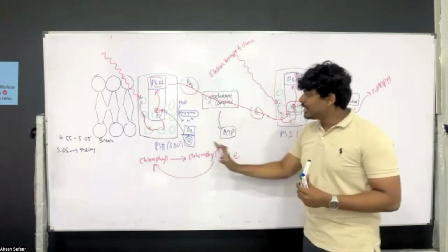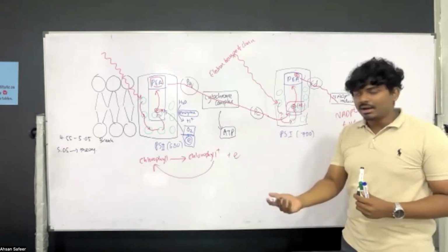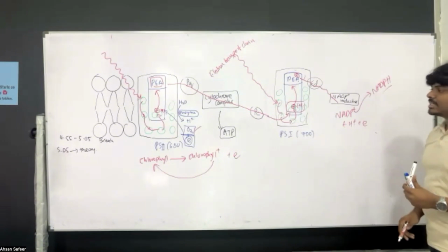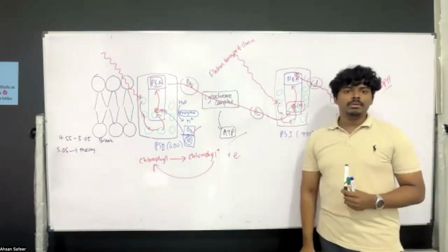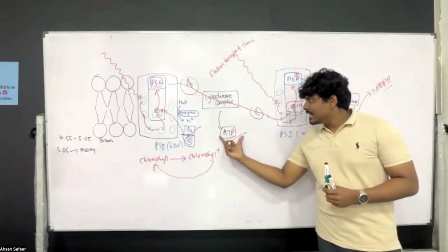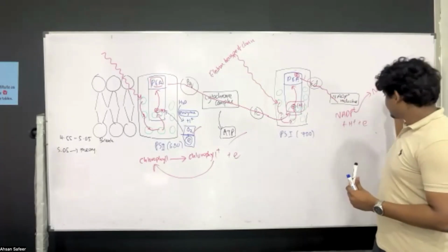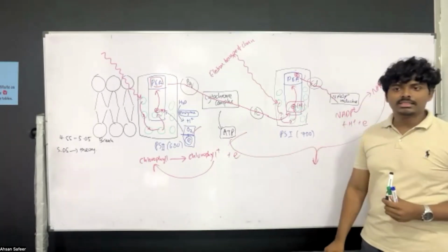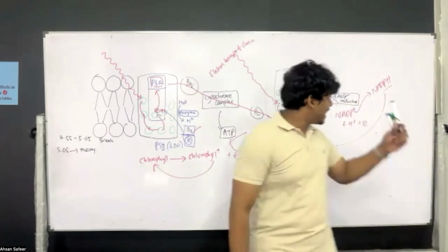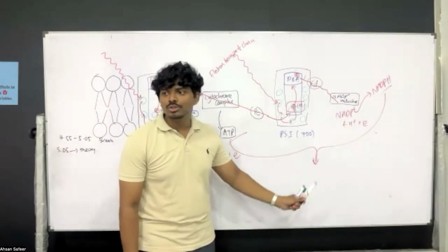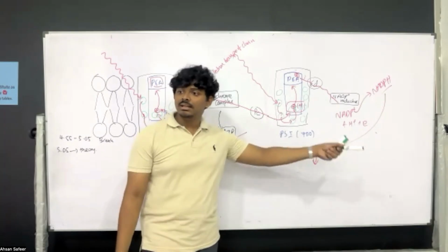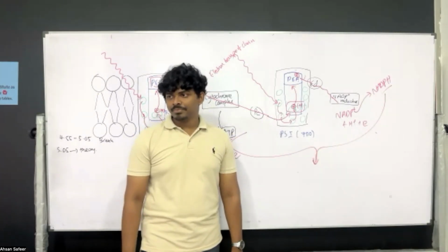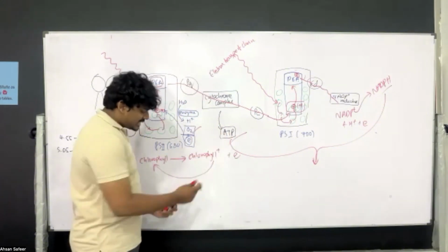So far from this light dependent reaction, what are the products that are formed? Oxygen is formed, NADPH is formed and ATP is formed. This ATP and NADPH is the main purpose of this light dependent reaction. Why? Because this NADPH and ATP is used to synthesize glucose in the Calvin cycle. Is that clear? Right.